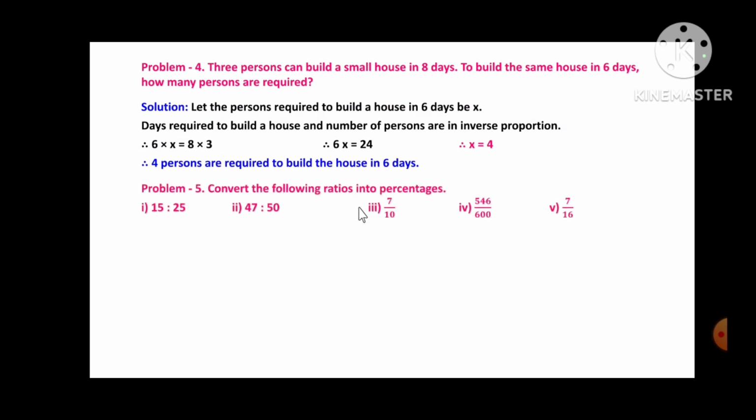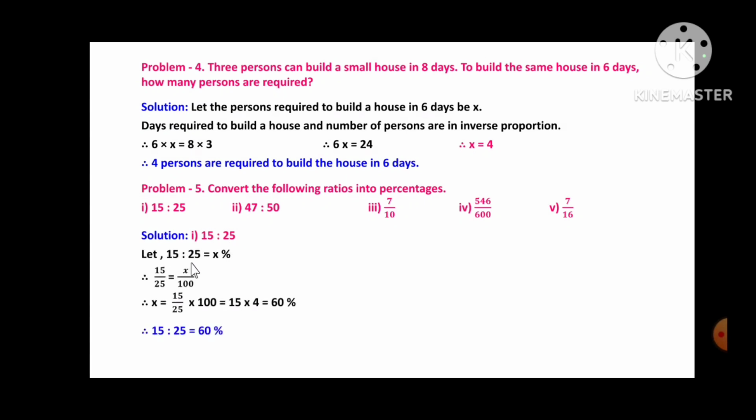Problem number 5. Convert the following ratios into percentage. Number 1 is 15 as to 25. Let 15 as to 25 is equal to x percent. So it can be 15 upon 25 is equal to x upon 100. Therefore x is equal to 15 upon 25 into 100. So it can be 15 into 4 is 60%. So 15 as to 25 is 60%. Number 2, 47 as to 50. Let 47 as to 50 is equal to x percent. So 47 upon 50 is equal to x upon 100. x is equal to 47 upon 50 into 100, which will be 47 into 2, 94%. Means you can write 47 as to 50 is 94%.